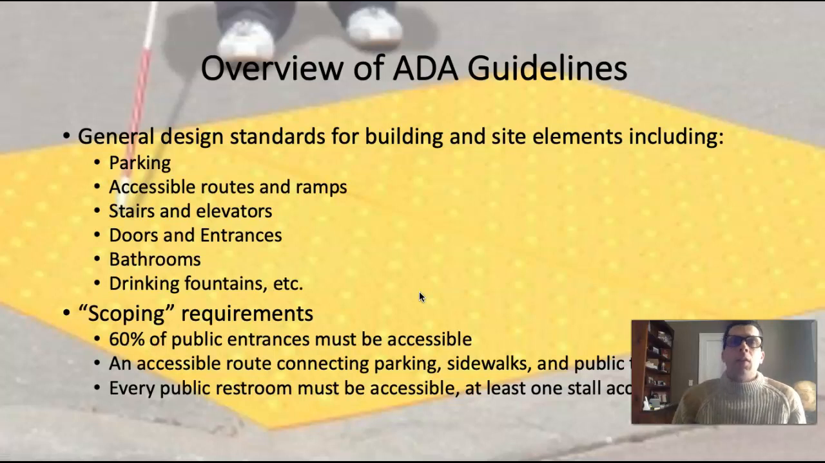Within the ADA, there are some general guidelines, things that you need to pay attention to, and we'll talk about some of this stuff. And then when we talk about scoping, those are the actual regulations, like you have to do this thing. Some of the general design criteria that are addressed: parking is a big one, accessible routes and ramps, stairs and elevators, doors, entrances, bathrooms, drinking fountains need to be at a certain height. These are all things that if you're a drafter, you need to be aware of.